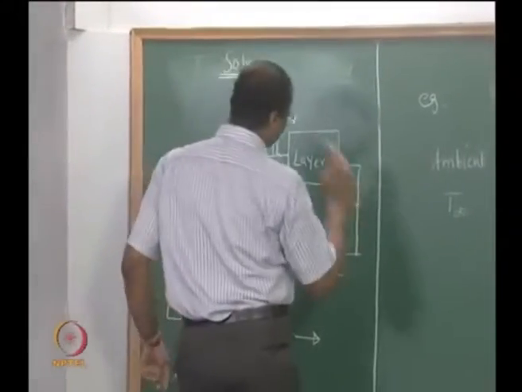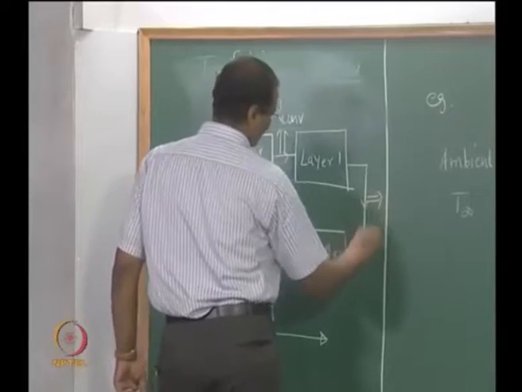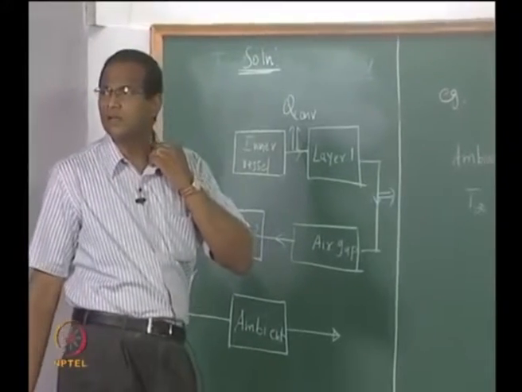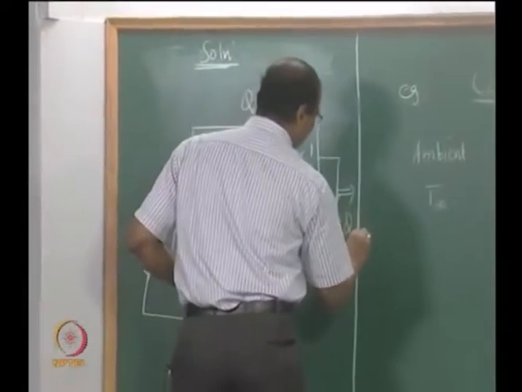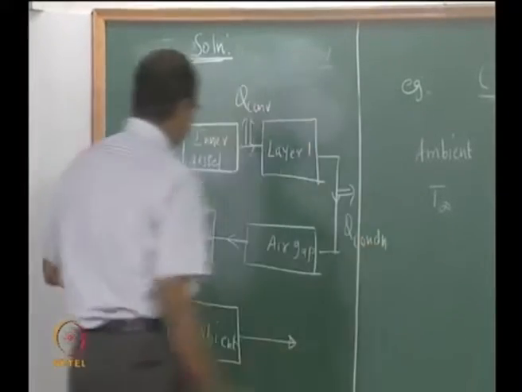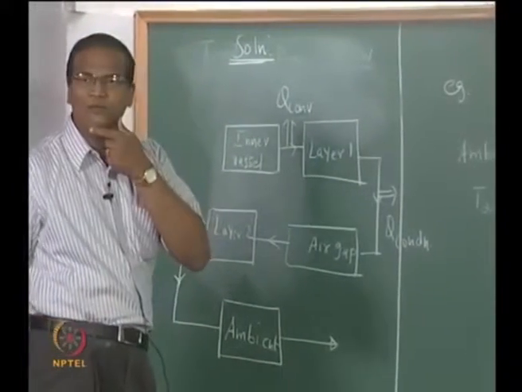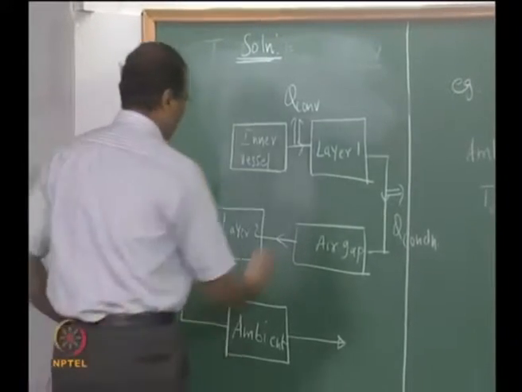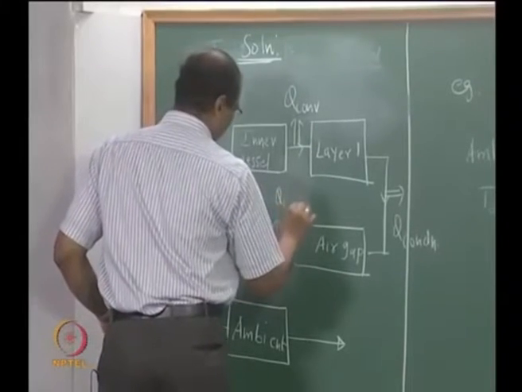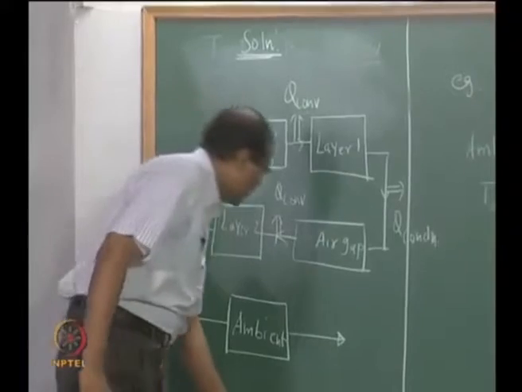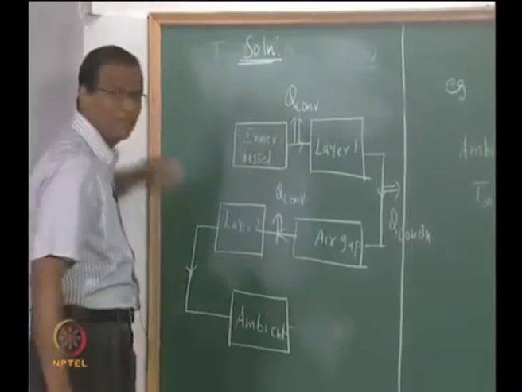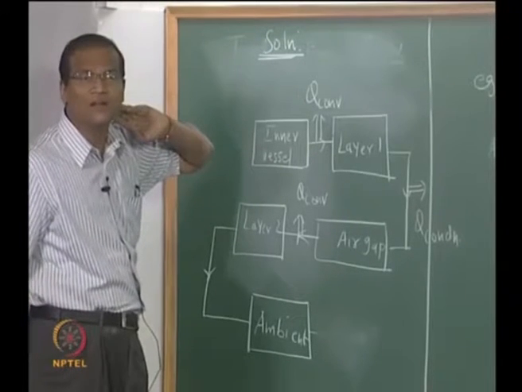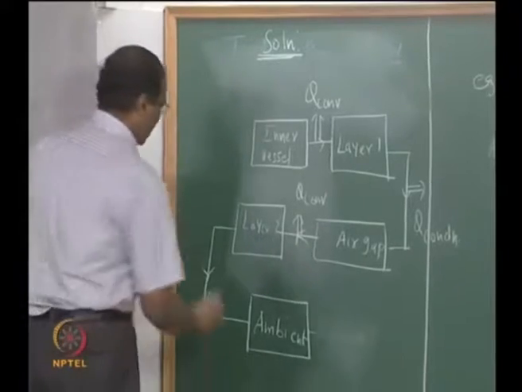So layer 1 to layer 2, layer 1 to air gap. Conduction, correct. Air gap to layer 2, natural convection, okay. So layer 2 to ambient, layer 2 to ambient, conduction, convection and radiation, correct.